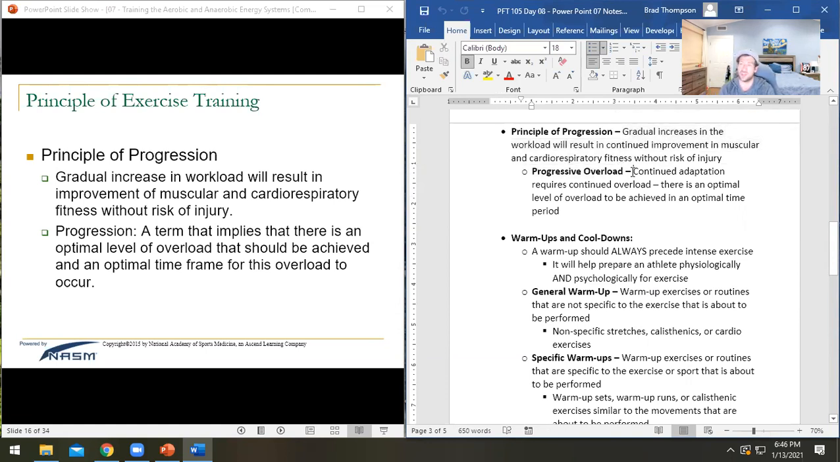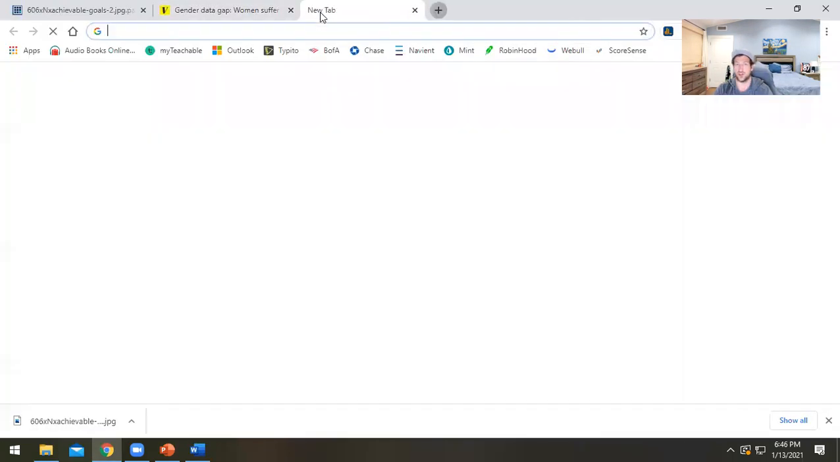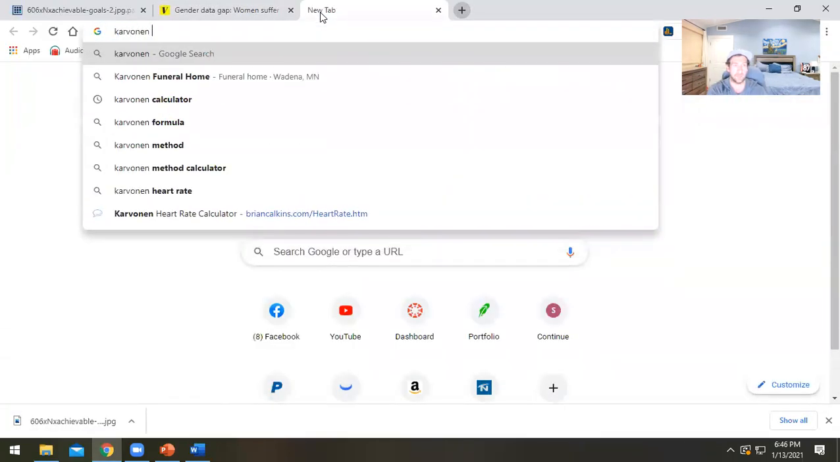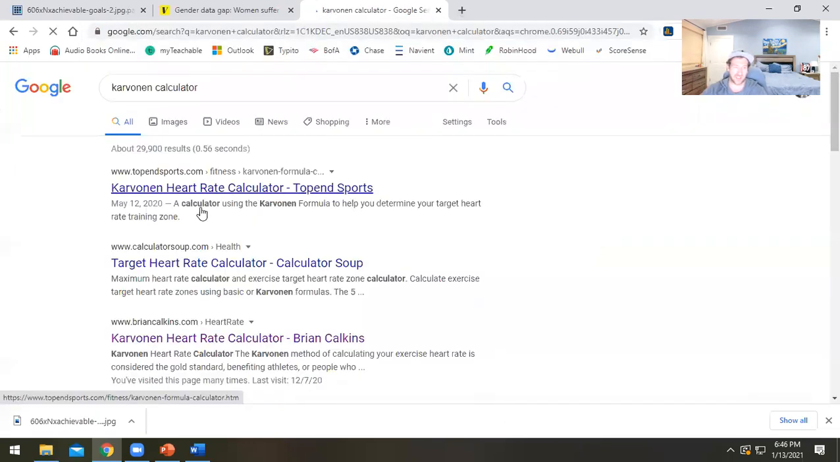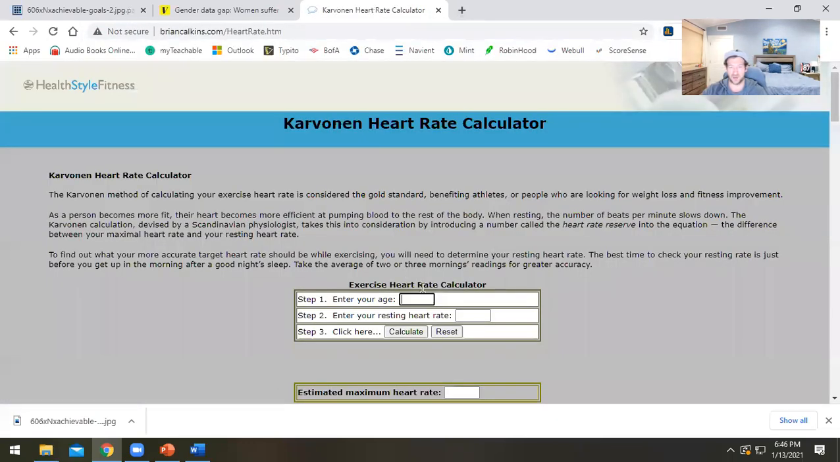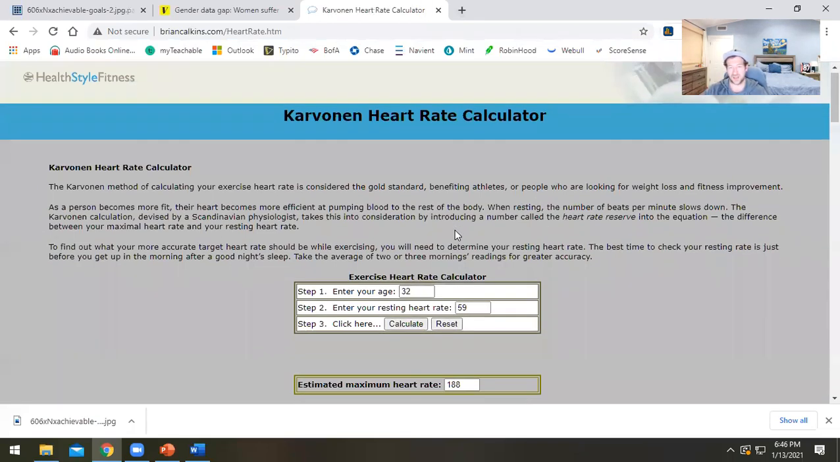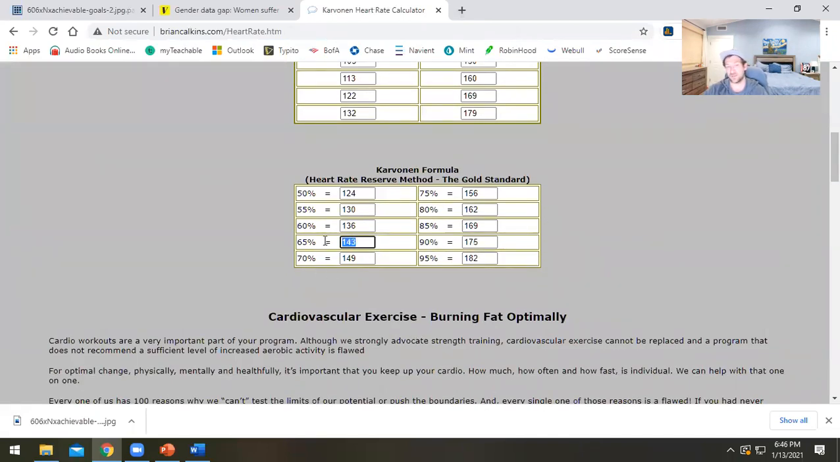So you want to make sure that you are continually reassessing your clients so that you can push them harder, right? Let's say, for instance, one of the ways that we target specifically cardiorespiratory training, right? We use a formula called the Karvonen formula. I'm going to pull up a Karvonen calculator here and just throw my numbers in. So, we go 32, we go 58, we go 59, and calculate. So, my 65% of my heart rate, my target heart rate should be around 143.